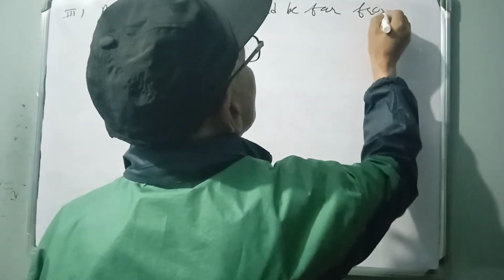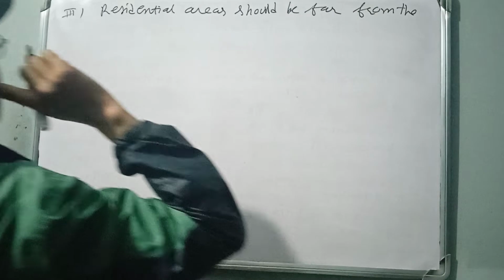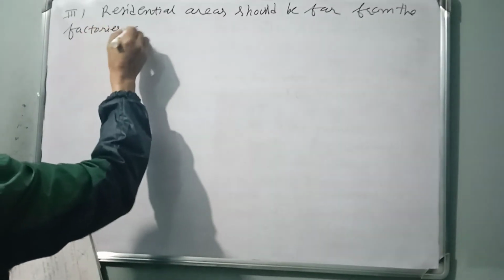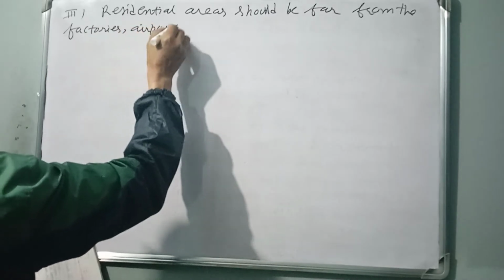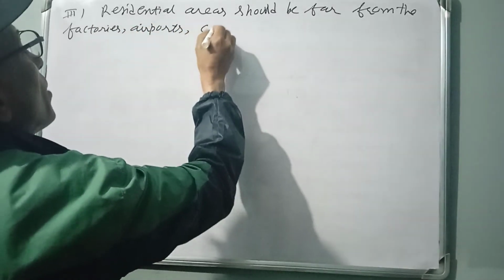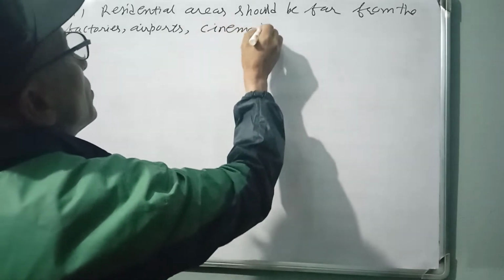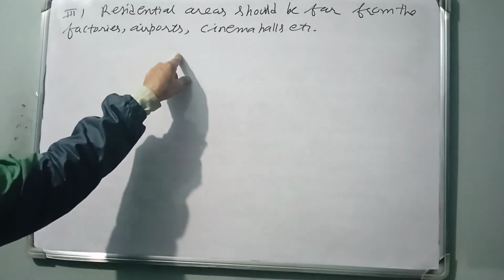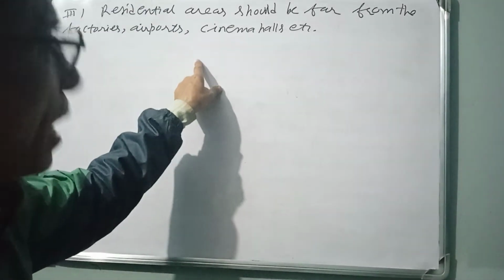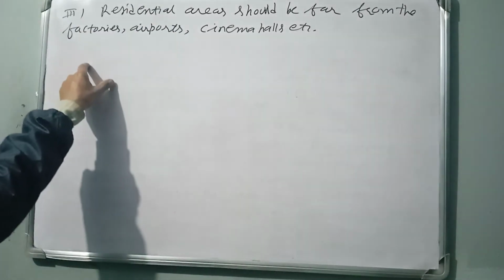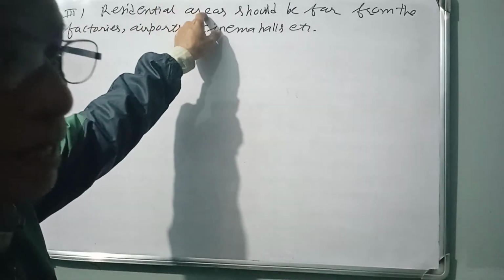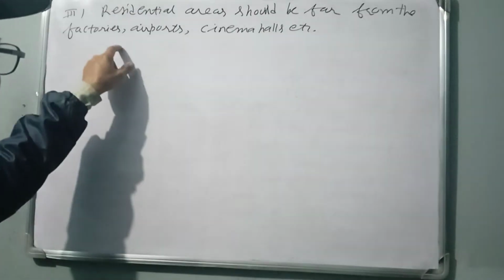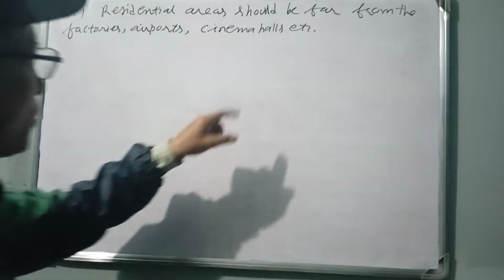far from the factories, airports, and cinema halls, etc. Sometimes advertisement programs should not be done too much. Residential areas where people live should be far from the factories, airports, cinema halls, etc.